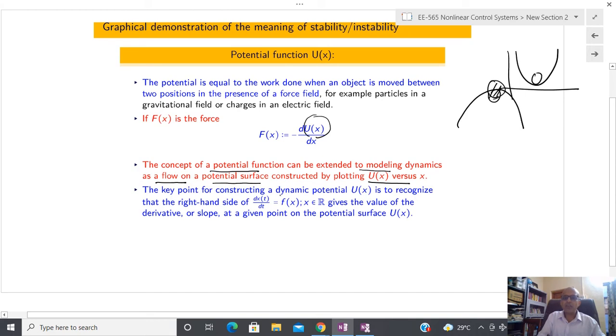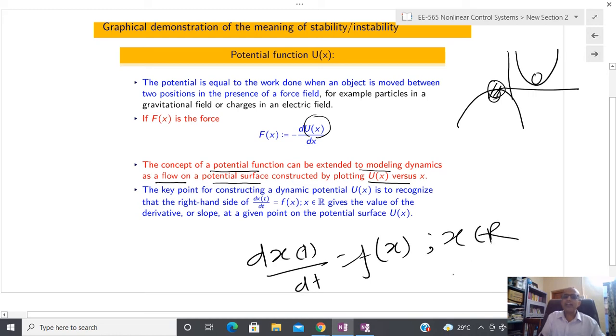Okay, now in order to construct this potential function U(x), I am going to consider this kind of dynamical system, that is dx(t) by dt equal to f(x), and I am going to take the first order system. Due to that reason x belongs to R. So the key point of construction of a dynamical potential U(x) is to recognize the right hand side of this.